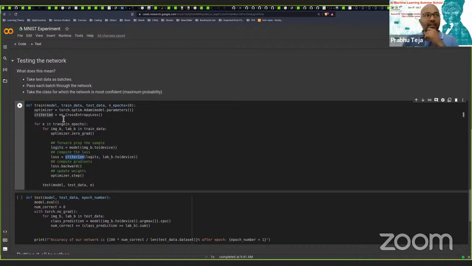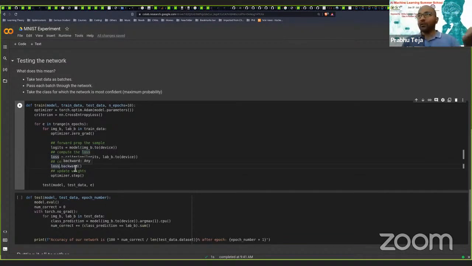That is the loss, the cross entropy loss. The cross entropy loss takes the outputs of the network and what they are actually supposed to be, which again comes from the data set, and computes the loss. Then we do loss.backward. All of these are primitives implemented by PyTorch itself. So when you do loss.backward, it automatically computes the gradients of the loss with respect to all the parameters in the network.